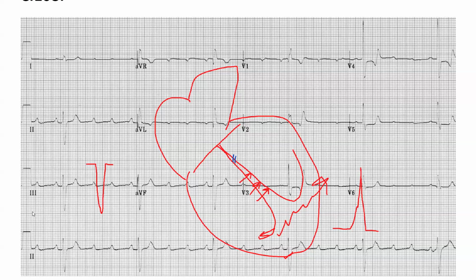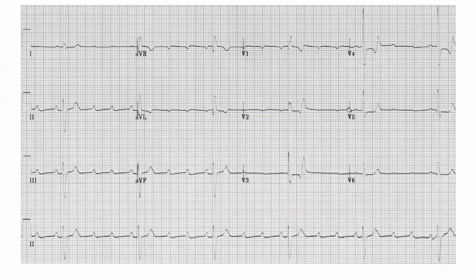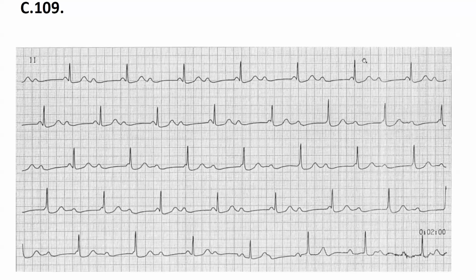All right, let's move on. Number 109. So we need to find out if it is rhythmic or not. This is rhythmic. We see P waves here. Heart rate is 7 blocks, so 300 divided by 7, 42 beats per minute.